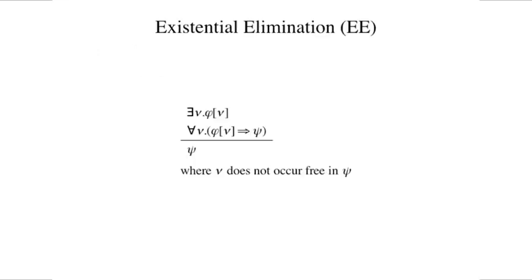Finally, we have existential elimination, or EE. Suppose we have an existentially quantified sentence with scope phi. And suppose we have a universally quantified implication in which the antecedent is the same as the scope of our existentially quantified sentence. And suppose that the conclusion of that implication does not contain any occurrences of the quantified variable. Then we can use existential elimination to infer that consequent.